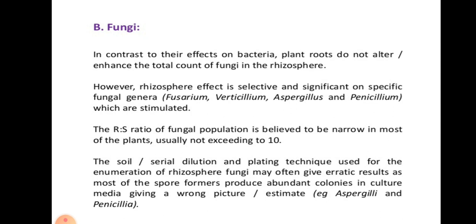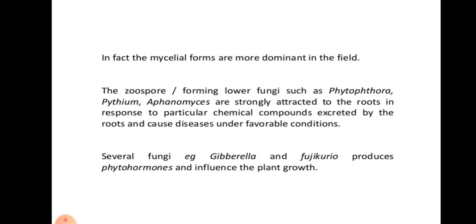The soil serial dilution and plating techniques used for the enumeration of rhizosphere fungi may often give erratic results, as most of the spore forms produce abundant colonies in the culture media, giving a wrong picture. For example, Aspergilli and Penicillium: a single colony occupies half or an entire plate, which gives a wrong picture. In fact, the mycelium forms are more dominant in the field.